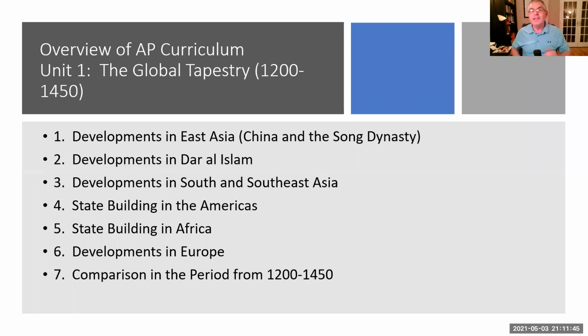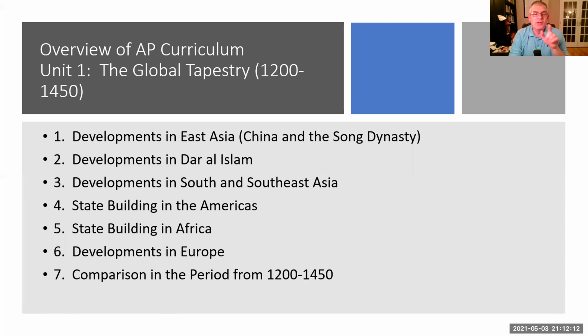So we're going to be looking at East Asia, particularly with attention to China and the Song dynasty. We're going to look at Dar al-Islam. We're going to look at developments in South and Southeast Asia. We're going to look at state building in the Americas, state building in Africa, developments in West Europe and East Europe, and then we're going to make a comparison of these different things, and that's the historical thinking skill. And the thing is you're going to be doing that kind of as you go along.